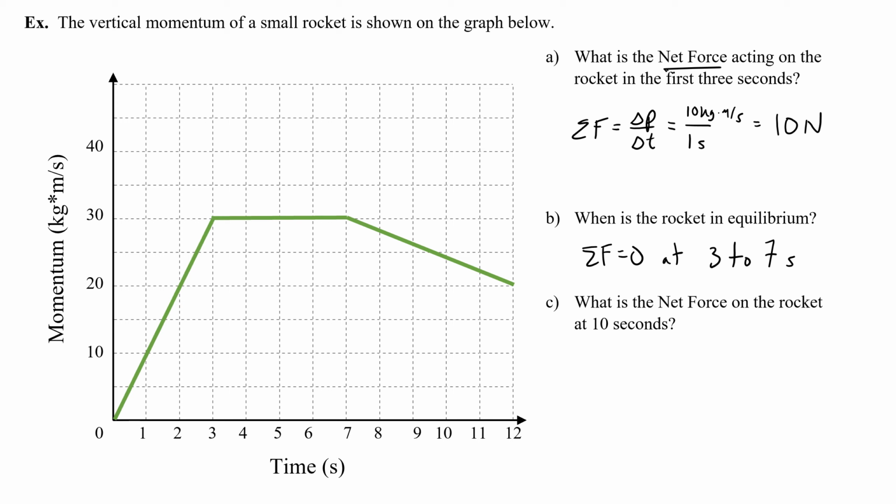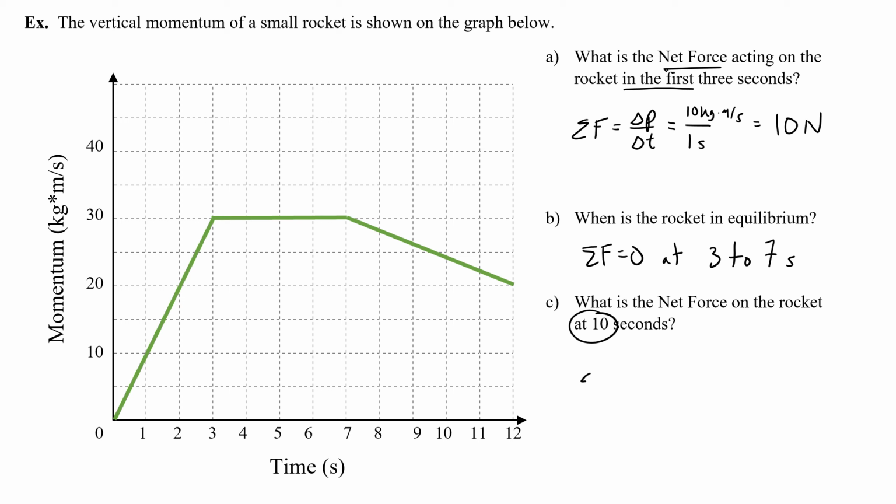Okay, C, what is the net force on the rocket at 10 seconds? Notice at first we said in the first 3 seconds, so the fact that this is a constant slope the entire time tells me that this 10 newtons of force is there the entire time. Well, now it's asking me at 10 seconds, so really all I need to do is figure out what the slope of this line is, because it also has a constant slope, and I just need to figure out what the slope at any point in the line is to know what it is at 10 seconds.